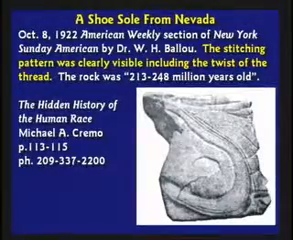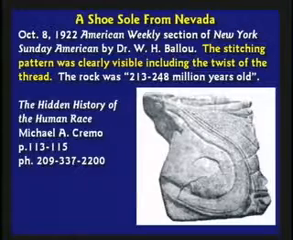American Weekly, 1922, ran this article in the New York Sunday American: the sole of a shoe from Nevada. The stitching pattern was clearly visible, including the twist of the thread. The rock was 213 to 248 million years old.